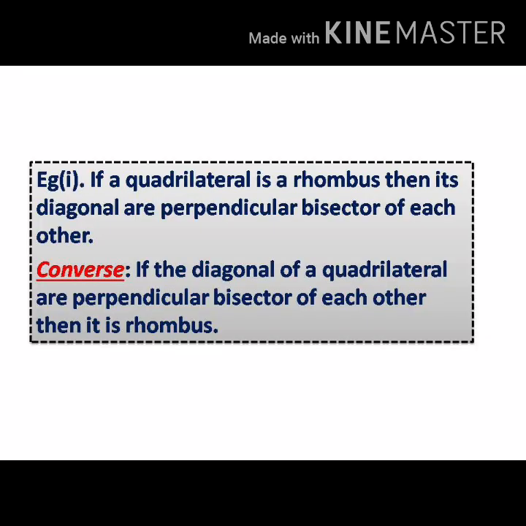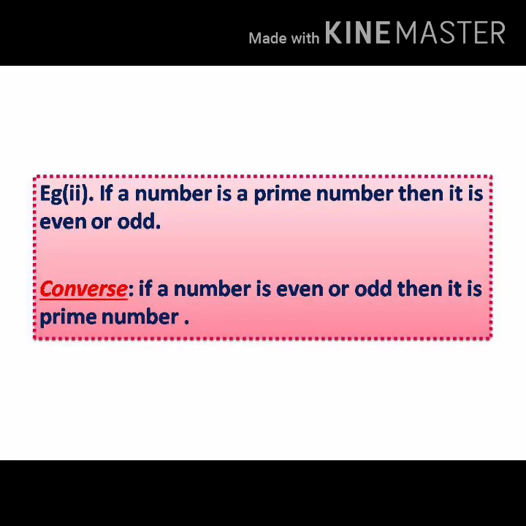For example, the conditional statement is: if a quadrilateral is a rhombus, then its diagonals are perpendicular bisectors of each other. And its converse is: if the diagonals of a quadrilateral are perpendicular bisectors of each other, then it is a rhombus. Here, the converse of the given statement is also true. Let's take one more example.